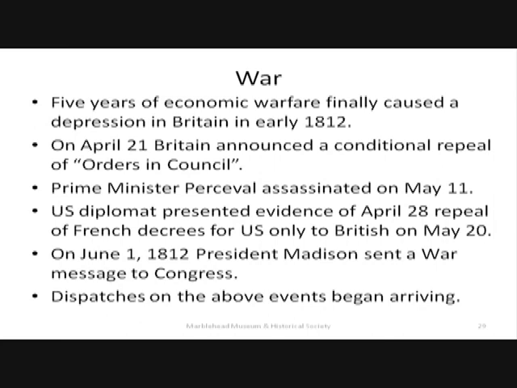Unfortunately, news at that point took anywhere from 6 to 8 weeks to cross the Atlantic from Britain to the U.S. So while all this is going on in April and May, the U.S. has no idea. Madison got nominated in early May for his second term.